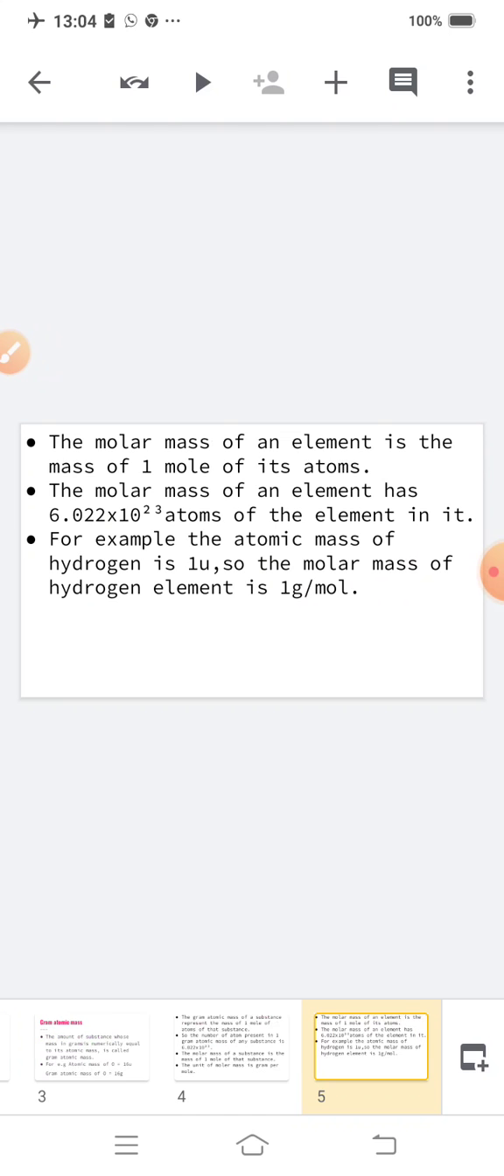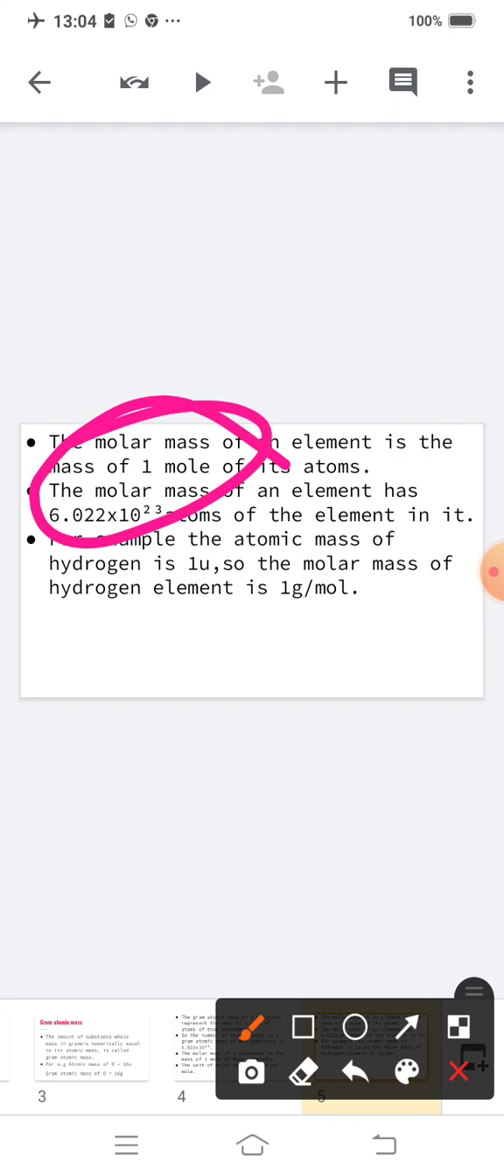So, the molar mass of an element is the mass of 1 mole of its atoms. The molar mass of an element has 6.022 × 10^23 atoms of the element in it. Clear? I have told this earlier also.